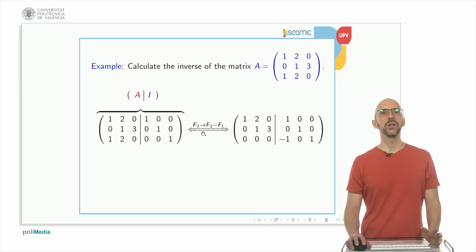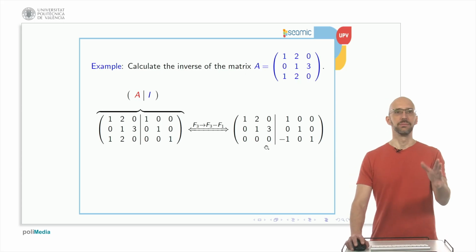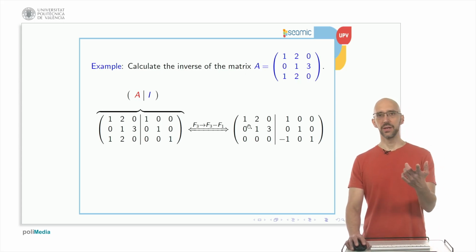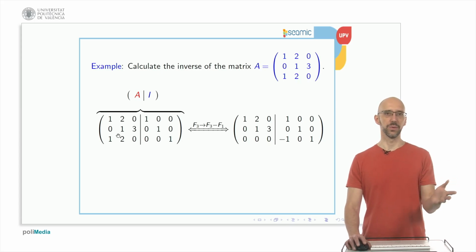So the first thing we do is to subtract the first row from the third row. So 1 minus 1 is 0. 2 minus 2 is 0. 0 minus 0 is 0. Perfect. In just one step, it looks closer to the identity matrix than it was before.